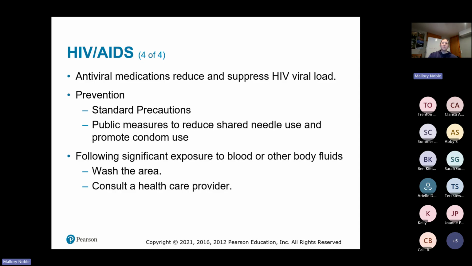Following significant exposure to blood or other bodily fluids, we're going to wash the area and consult a medical professional. If you do get an exposure, you'll probably get some blood drawn just to ensure that viral loads are low. If it's a high risk, like for a fact your patient was HIV positive and you got a needle stick from that patient, they will probably put you on an antiviral medication to start, just to make sure everything is good and you're started on the meds as soon as possible, and then taken off of them if you don't have it.